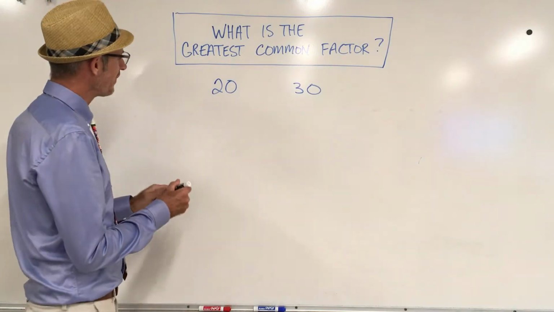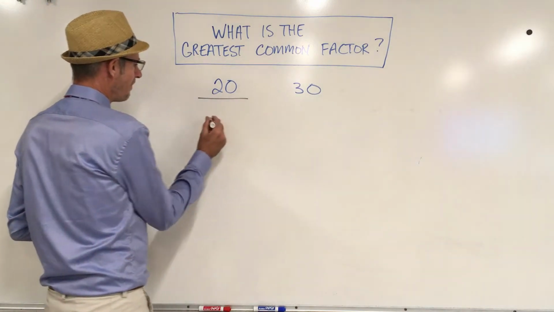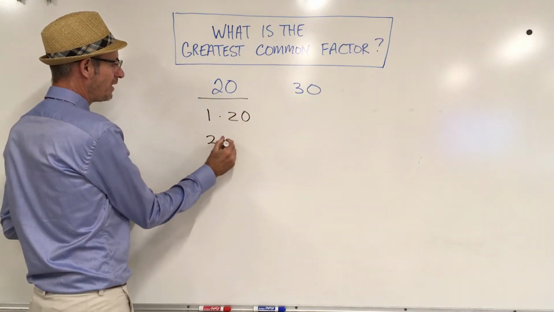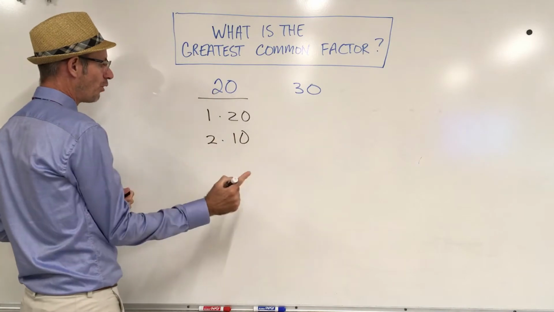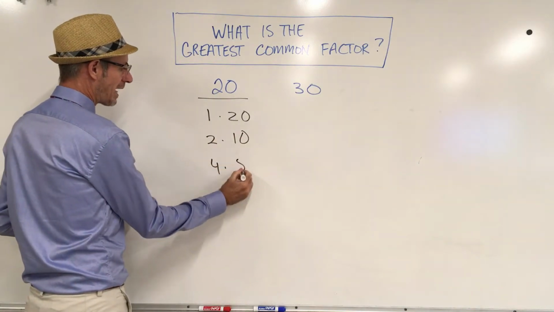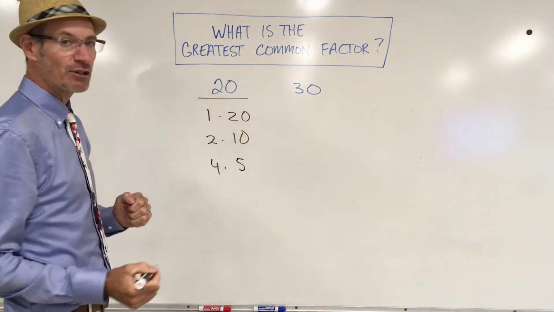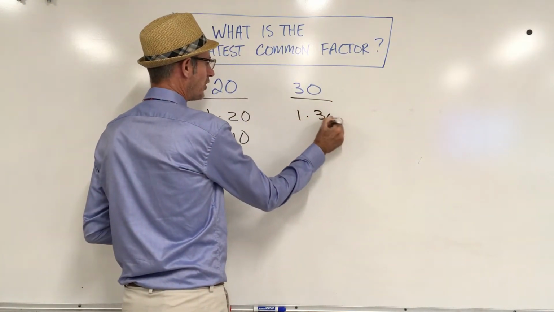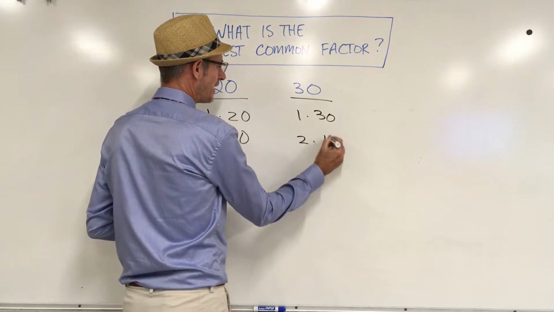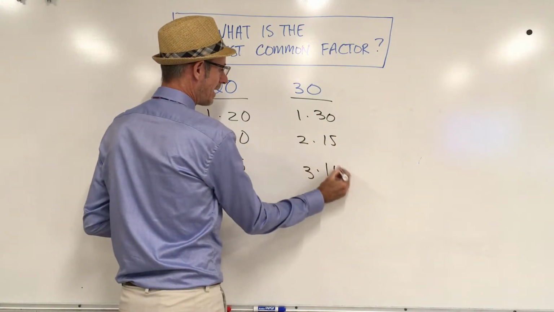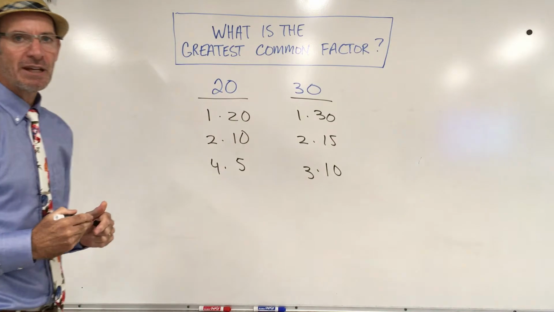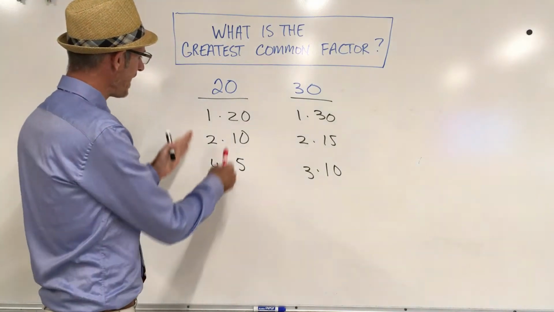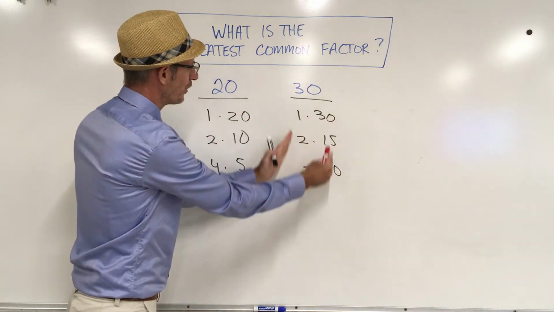And so if we think about this, 20 can be 1 times 20. Those are two factors. It can be 2 times 10. Those are two more factors. Or it can be 4 times 5. Those are two more factors of 20. For 30, we could have 1 times 30, 2 times 15, or 3 times 10. So when we're looking for the greatest common factor, we're looking for something that is in common on both lists.